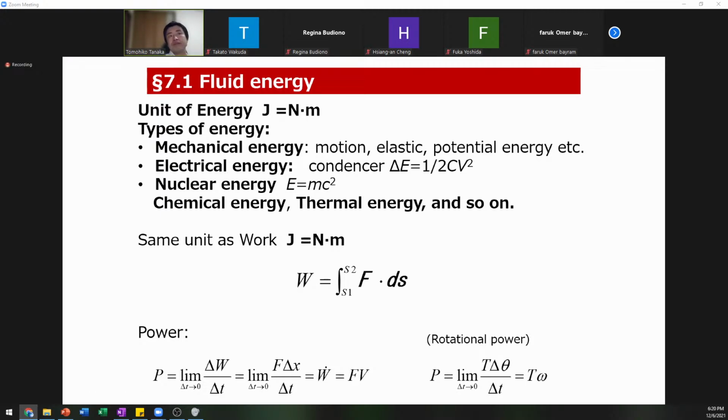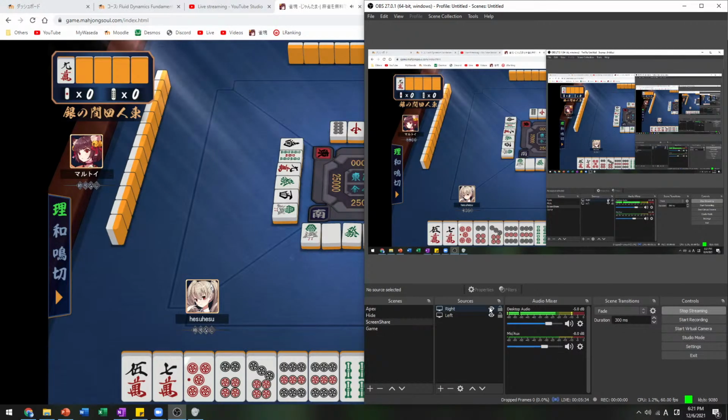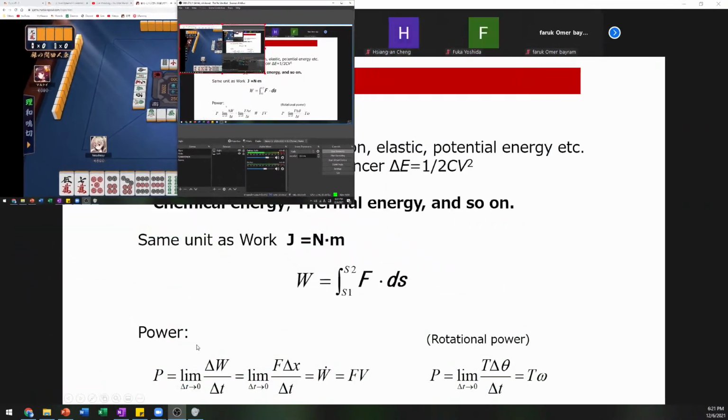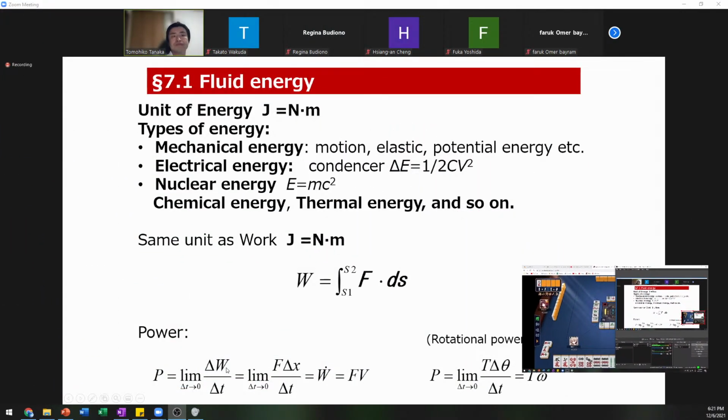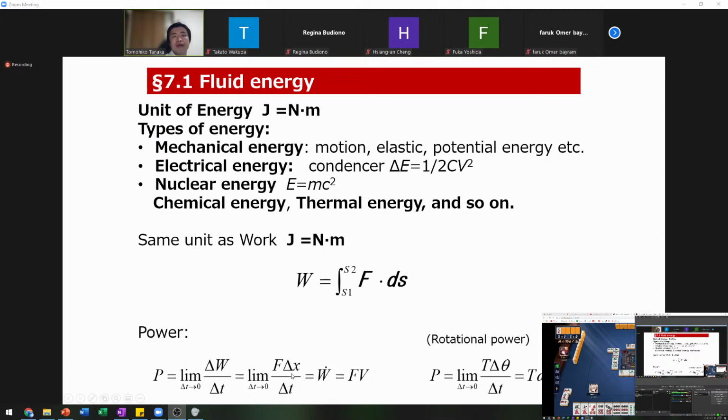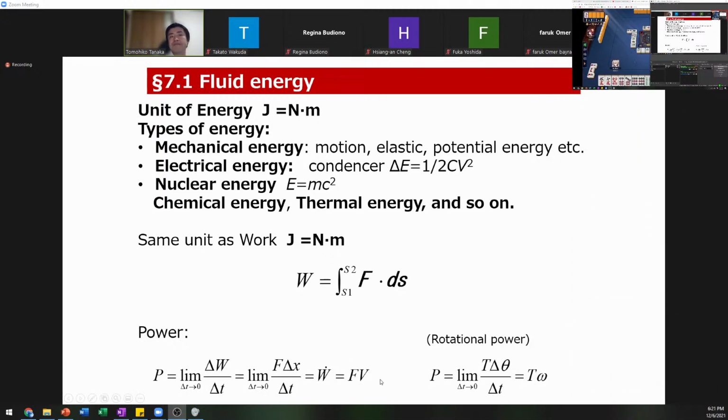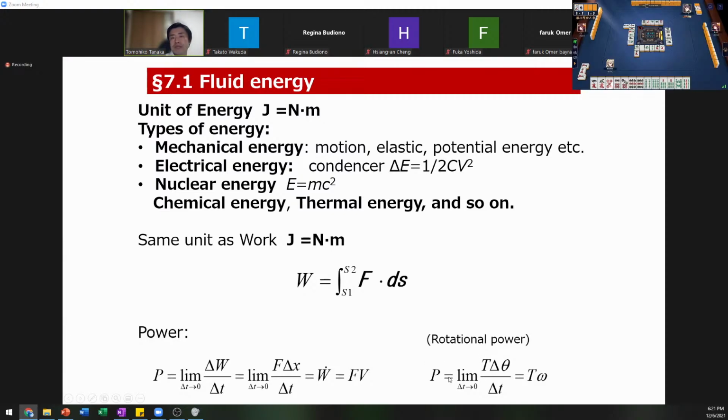So these all have the same unit as work, which is Newton times meter. So this means that work can be defined as the integration of force over the length, right? And also power is work per unit time. And then P is equal to FV. And also for the rotational power, P equals torque times omega. Okay, this is kind of review.